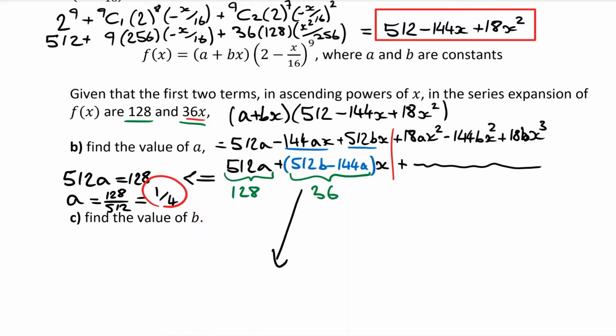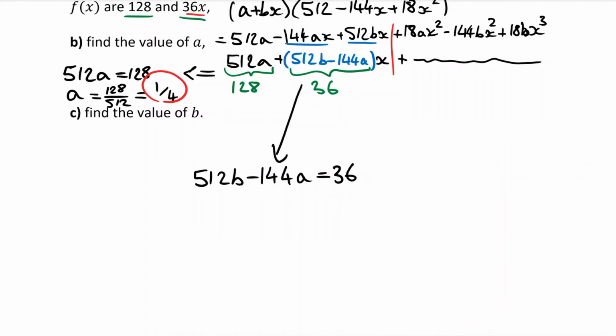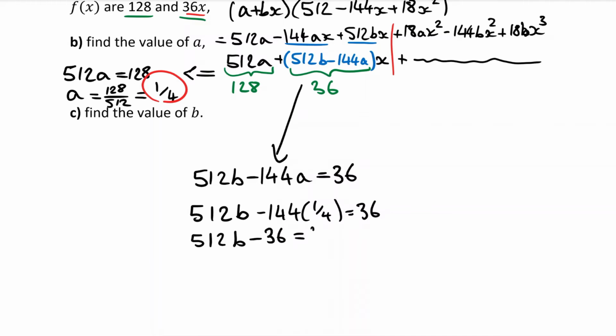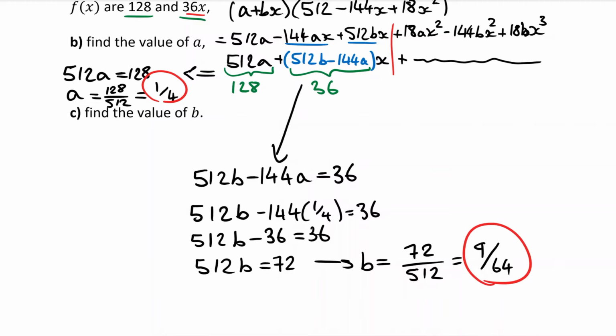Going on to question C, we are told to find the value of b. So we know that 512b minus 144a is equal to 36, which is the first thing that we write. Now that we know what a is, we can plug that into the equation. So 512b minus 144 times a quarter is equal to 36. Simplifying that, we get 512b minus 36 equals 36. Therefore, 512b is equal to 72. Dividing by 512, we get b equals 72 over 512, which is the same as 9 over 64. And that is our answer for b.